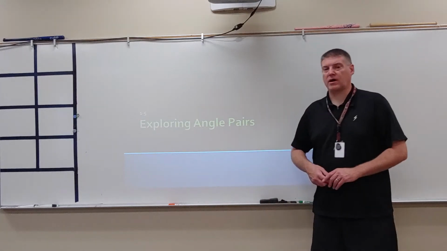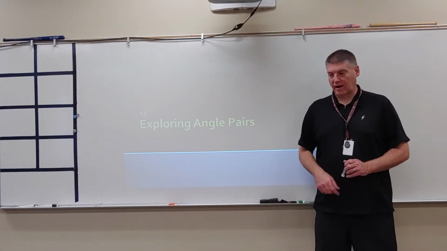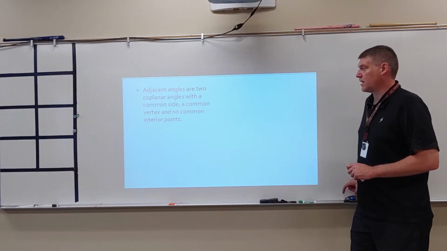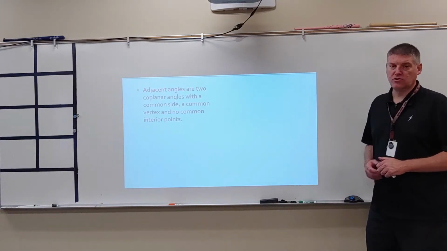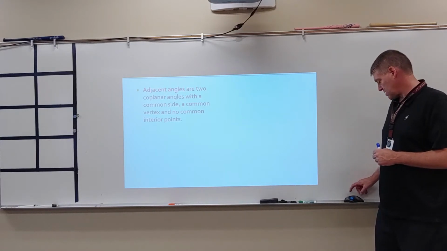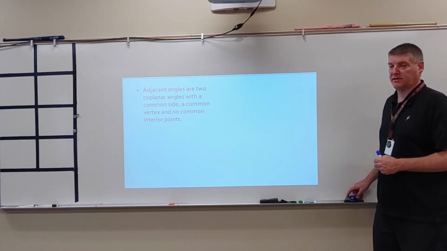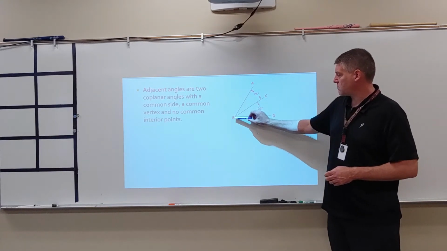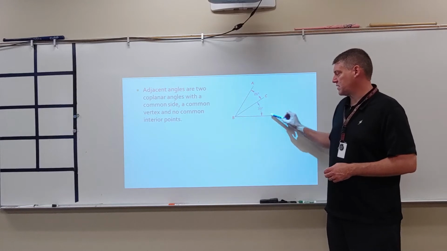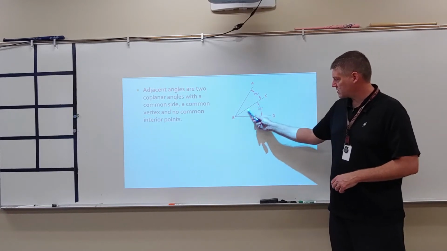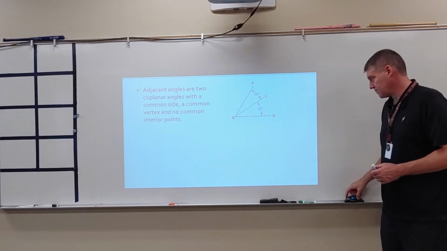Right, so we're going to talk about exploring angle pairs today. Adjacent angles are two coplanar angles with a common side and a common vertex, but no common interior points. So here I have angles ABC and CBD that are adjacent. Notice they share a side, CB.